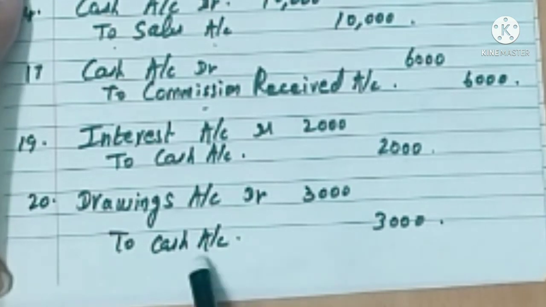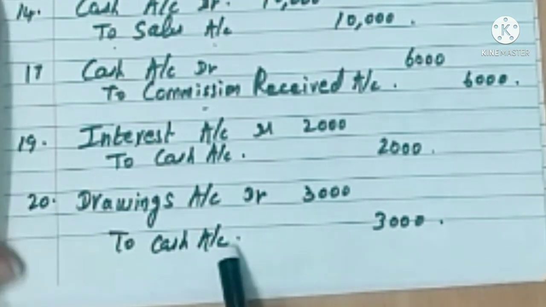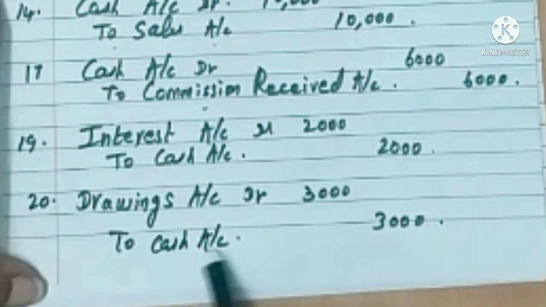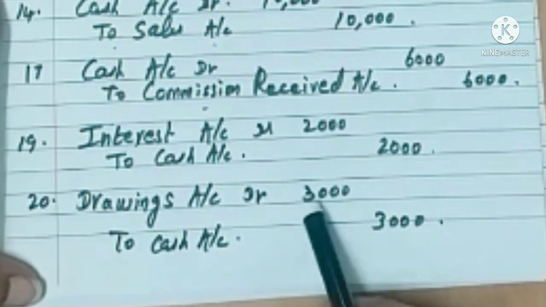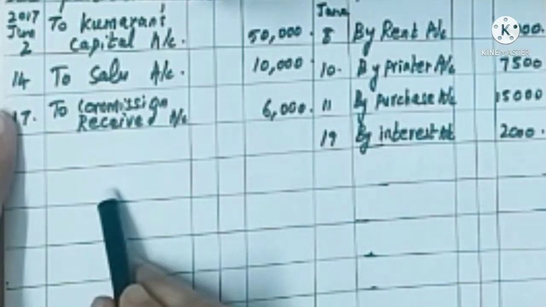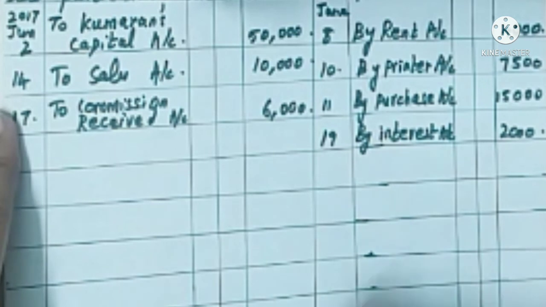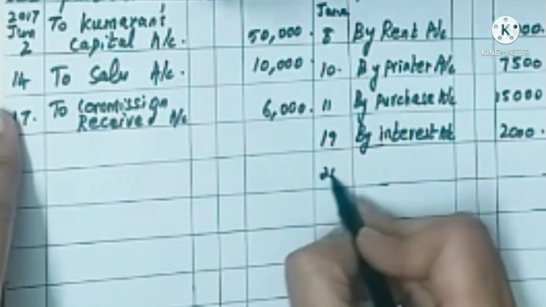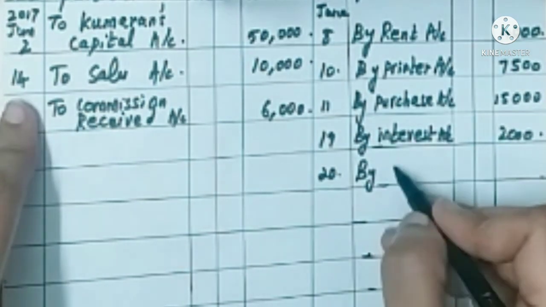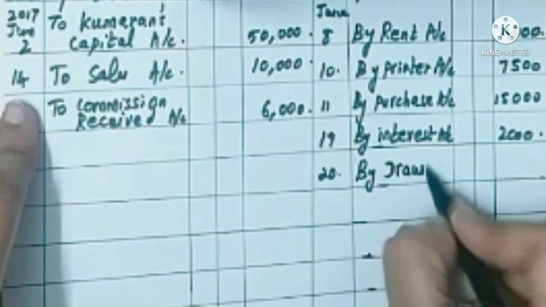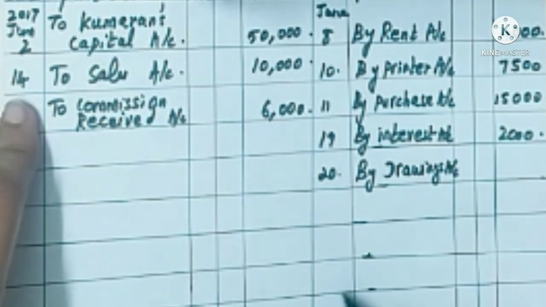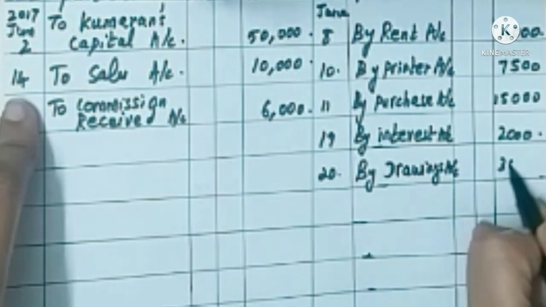In this entry, cash account is credited. So I'm going to write it on the credit side of cash book: by drawings account, 3000 rupees. Remember, this is debit side, this is credit side. So on 20th June, by drawings account, amount is rupees 3000.